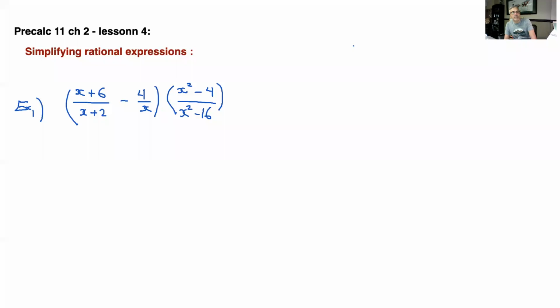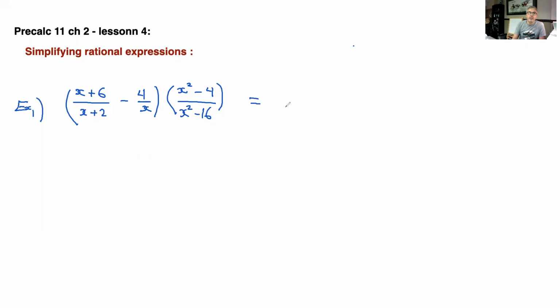Hi again, continuation with chapter 2, lesson 4. We're just simplifying rational expressions involving addition, subtraction, multiply, and division. So all mixed together, order of operations, and so on. To do this, first thing I'm going to do what's in the brackets here.